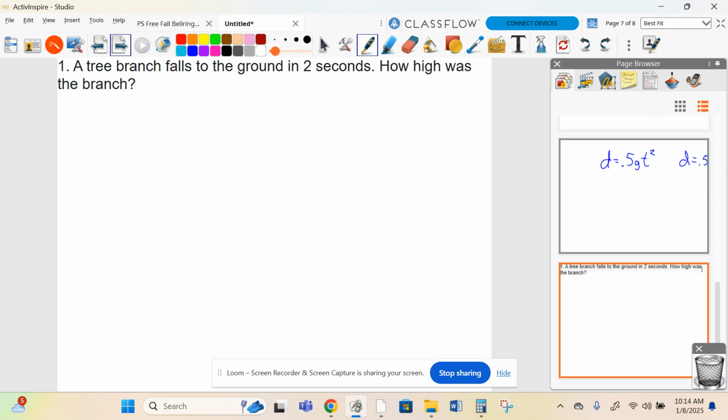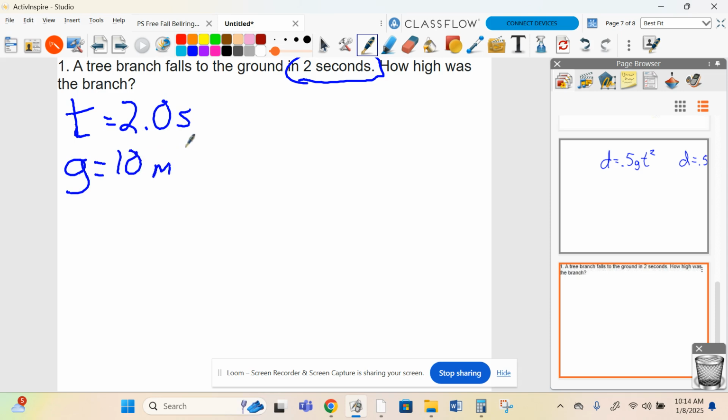This particular one, a tree branch falls to the ground in 2 seconds. Going through and identifying what is our given information. They're giving me the fact that it is 2 seconds is the time. It's falling. That means it's accelerating towards the ground at 10 meters per second squared.